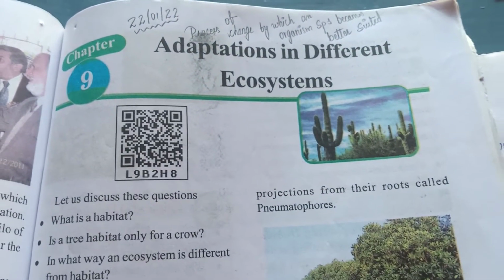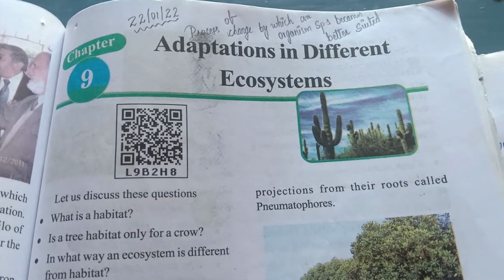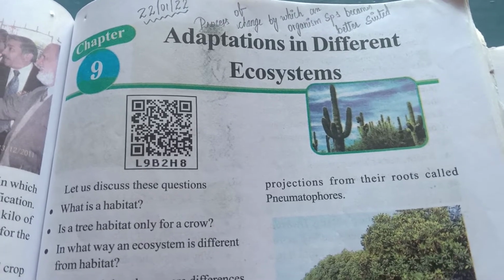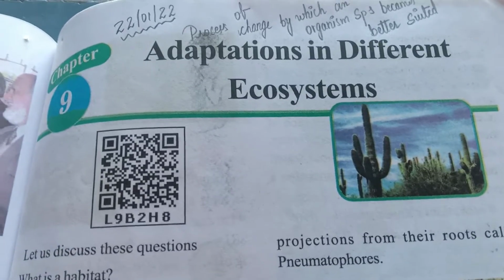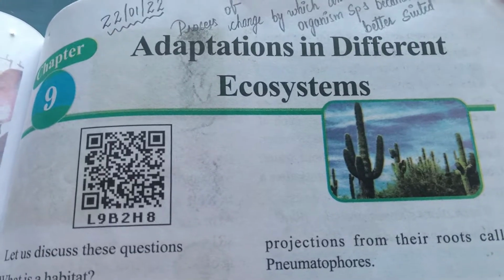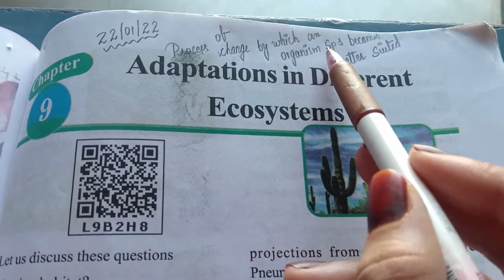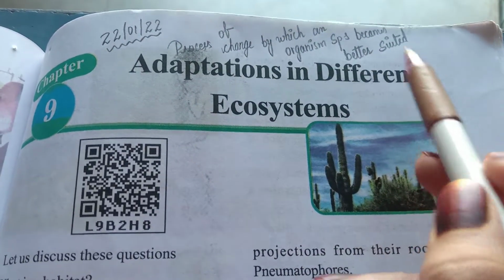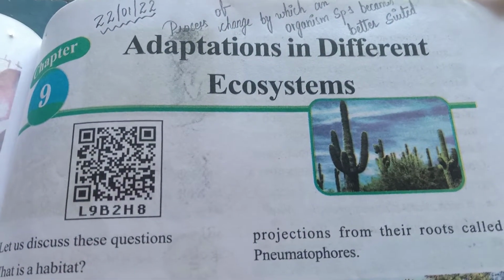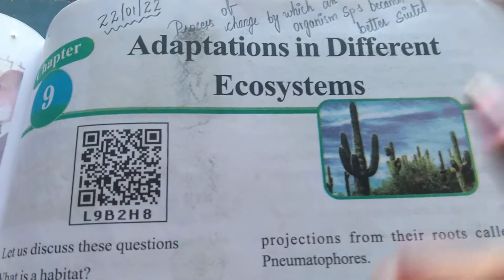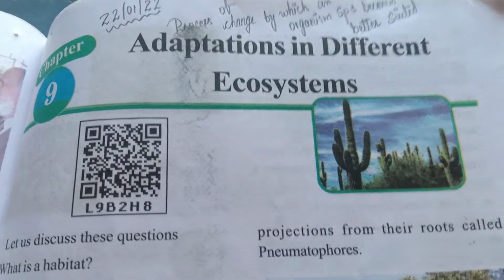So, students, in today's session we are going to start our new chapter 9, that is adaptation in different ecosystems. So first of all, what is meant by adaptation? Adaptation means the process of change in which an organism or species becomes better suited. In simple form, adaptation means a process of change. So different kinds of changing processes are occurring in the ecosystem.